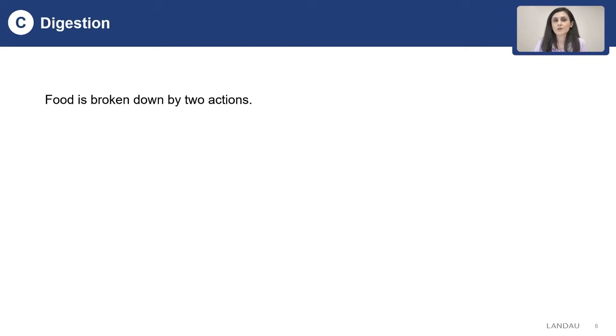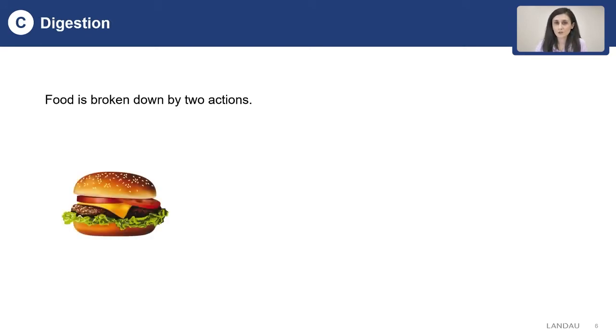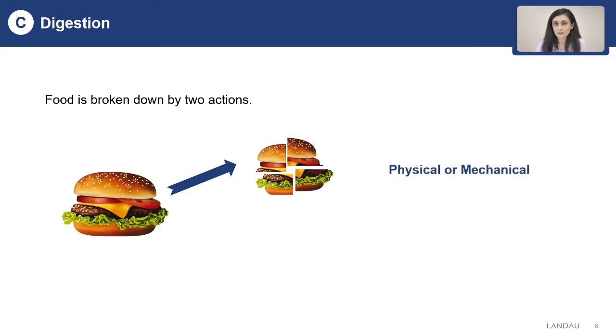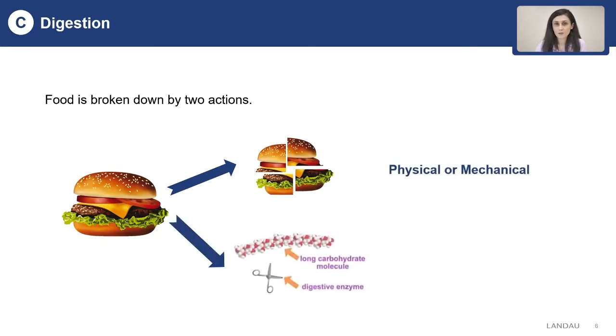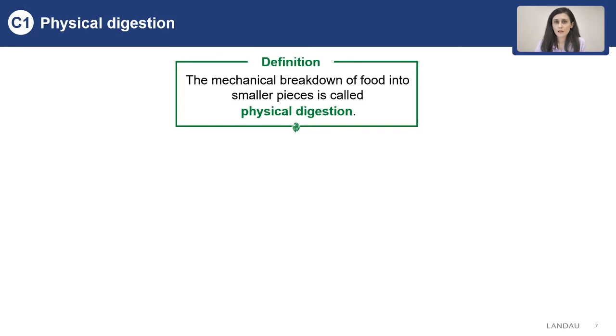Let's suppose you just ate a piece of hamburger. What will happen to the hamburger in your body? It is going to be broken down in two ways, physical or mechanical ways and chemical ways. And we will discuss the details of both types of digestion today. So let's first of all define mechanical or physical digestion. It is when food is broken down into smaller pieces without changing its content.